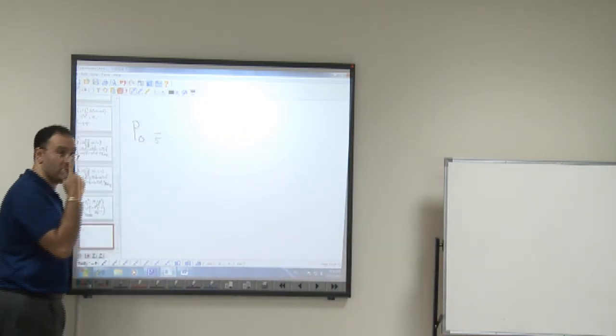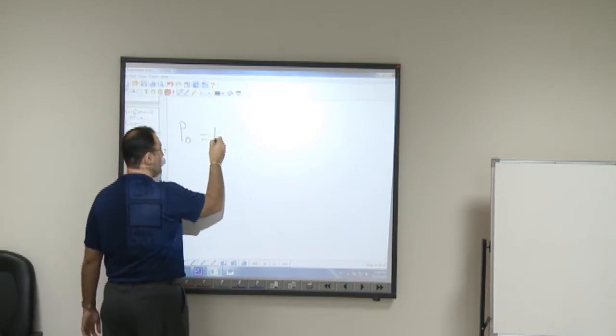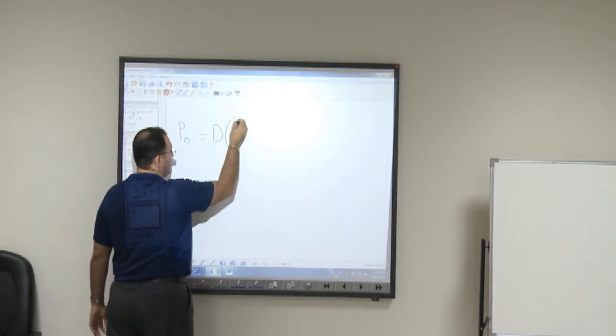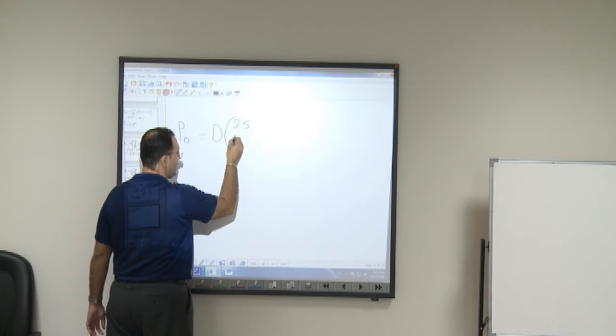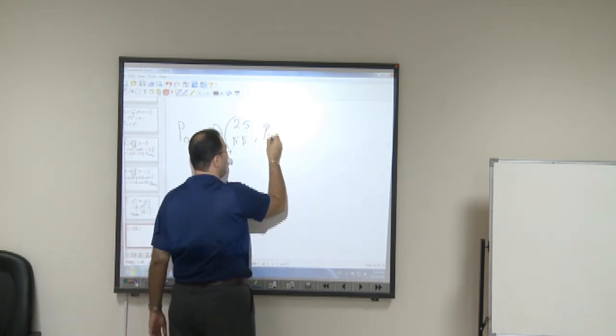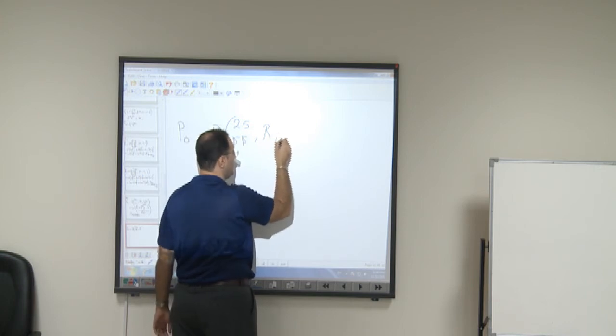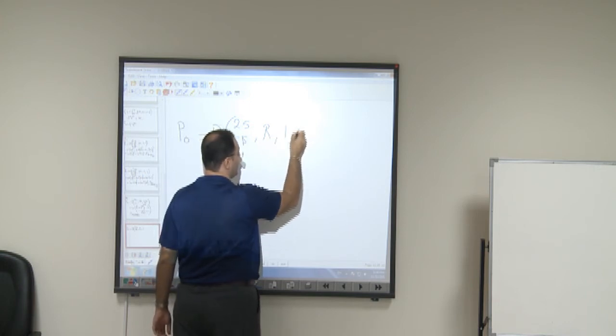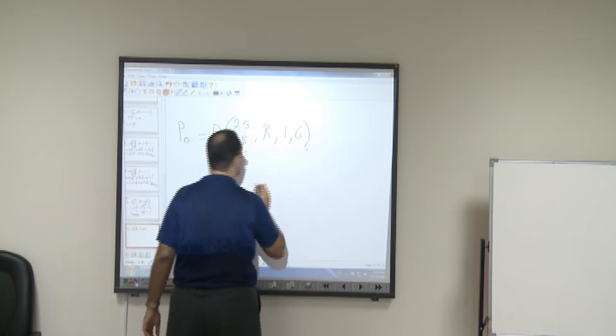P0 is going to be how much? It's going to be D of 25, a single sum. R is going to be how much? R, we don't know. R is missing, great. We're going to be solving for it. N, of course, is 6 years.